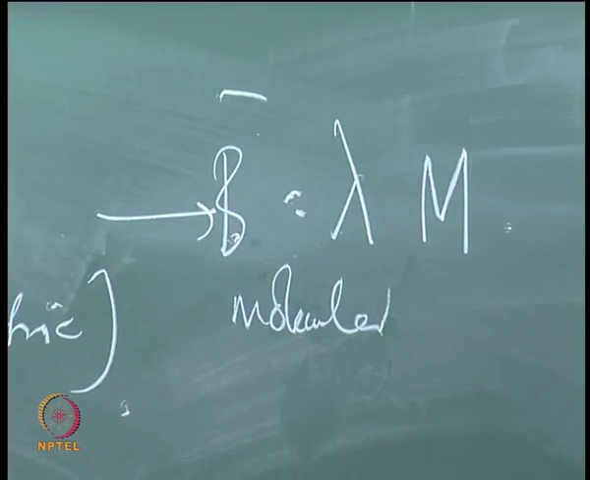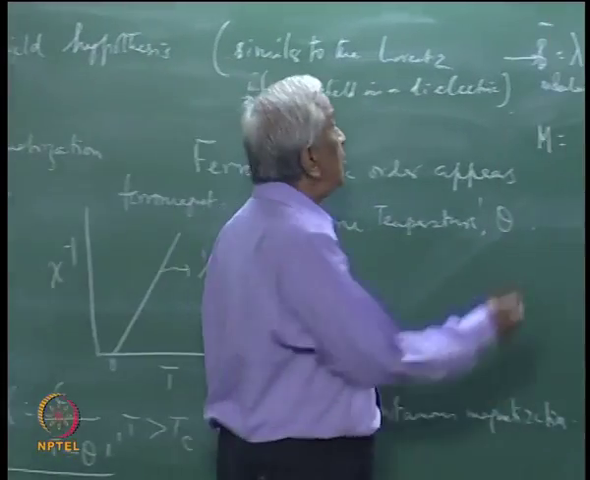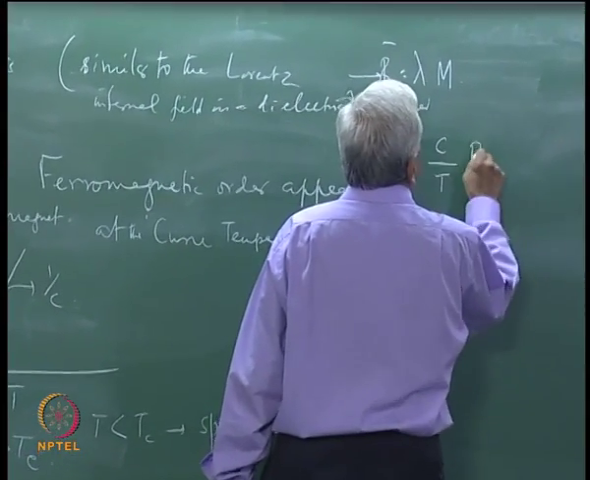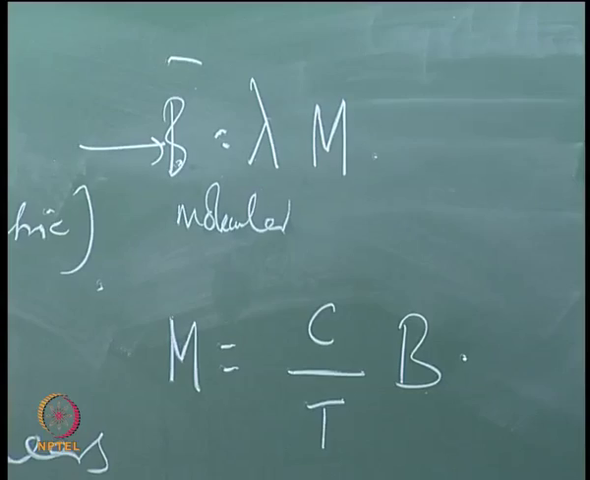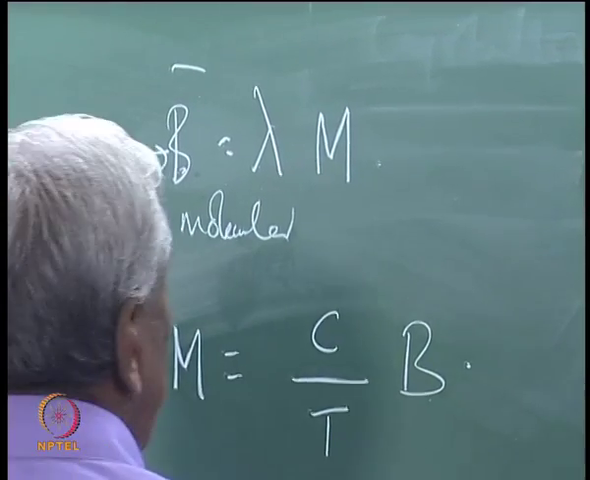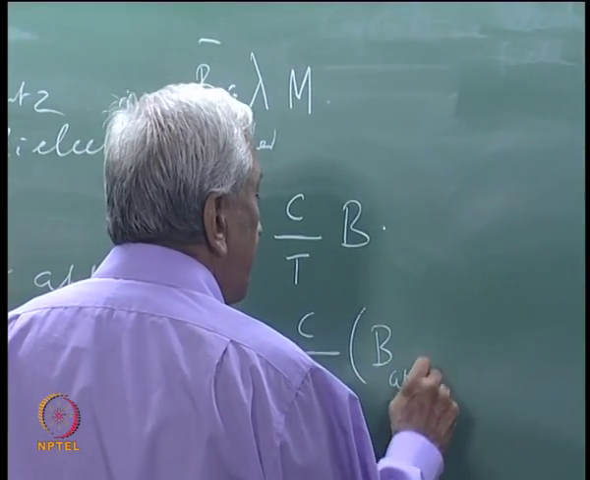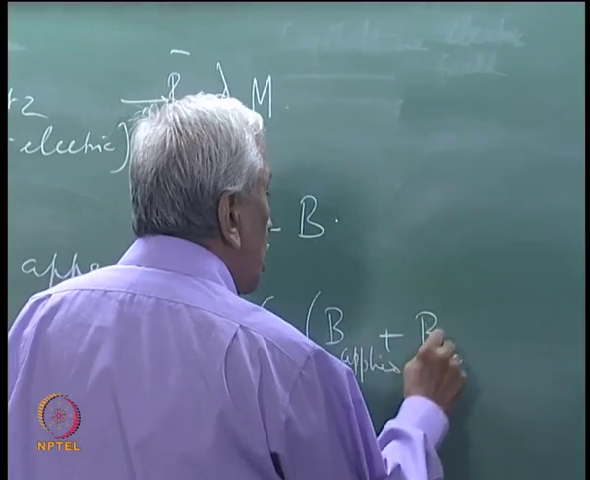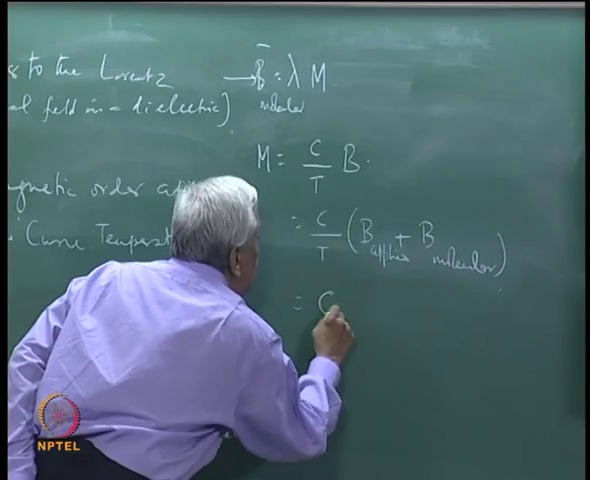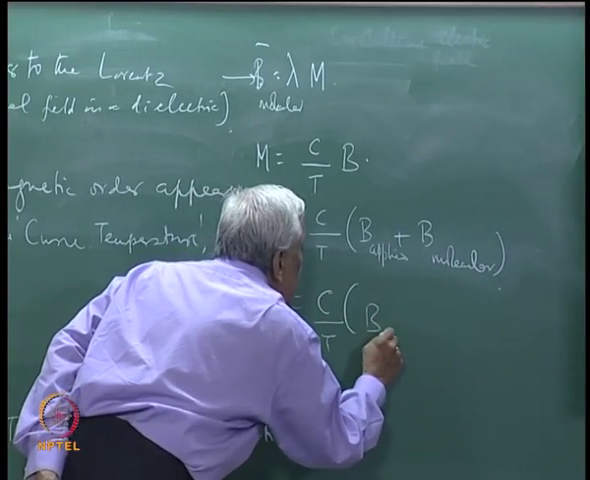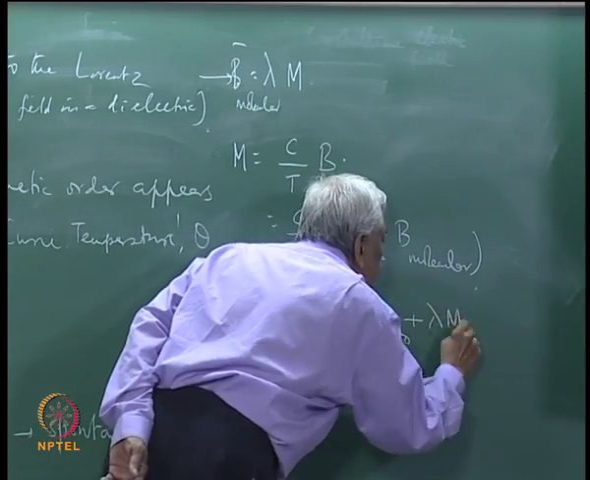So, now we have m equal to C by T times B, that is the well known behavior of the magnetization. But now the B is not what you have applied, but it is the sum of the B applied plus the B molecular. Therefore, this is C by T into B applied plus lambda m.